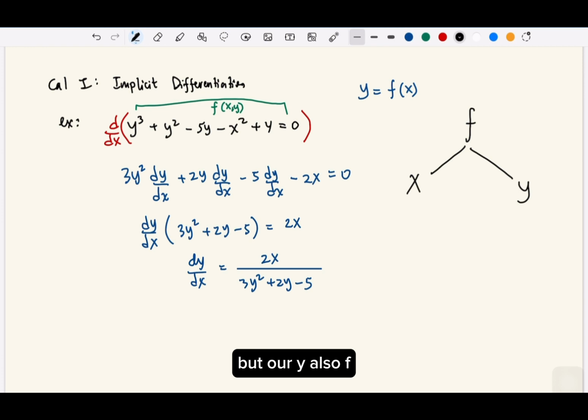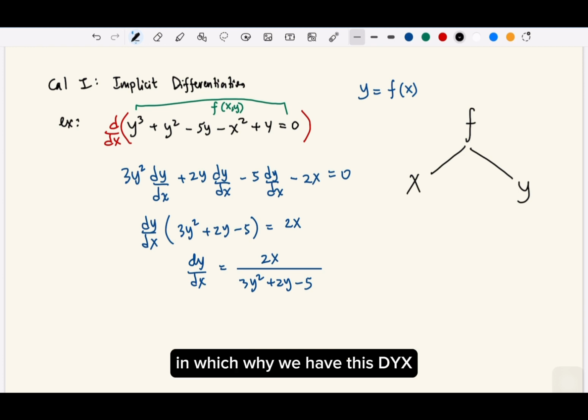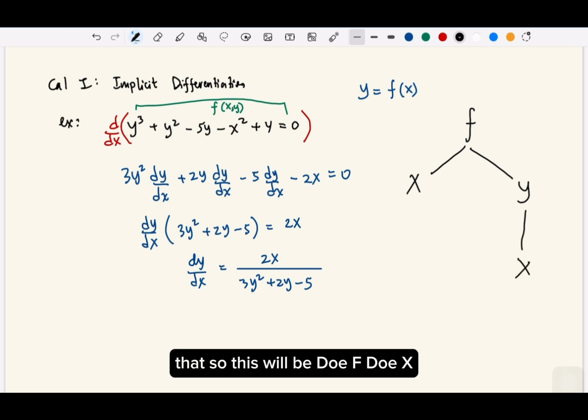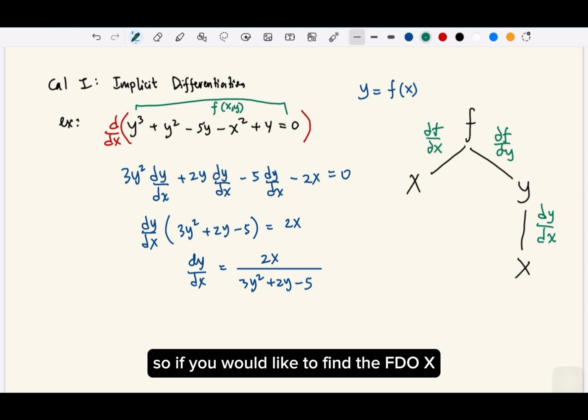But our y is also a function of x. This is what's really interesting in calculus 1. The reason we have this dy dx is basically because of the chain rule. So the branching becomes 2, but the y itself is a function of x. So this is dou f dou x, this is dou f dou y, and this is dy dx. So if you would like to find dou f dou x, it means dou f dou x plus dou f dou y multiplied by dy dx.